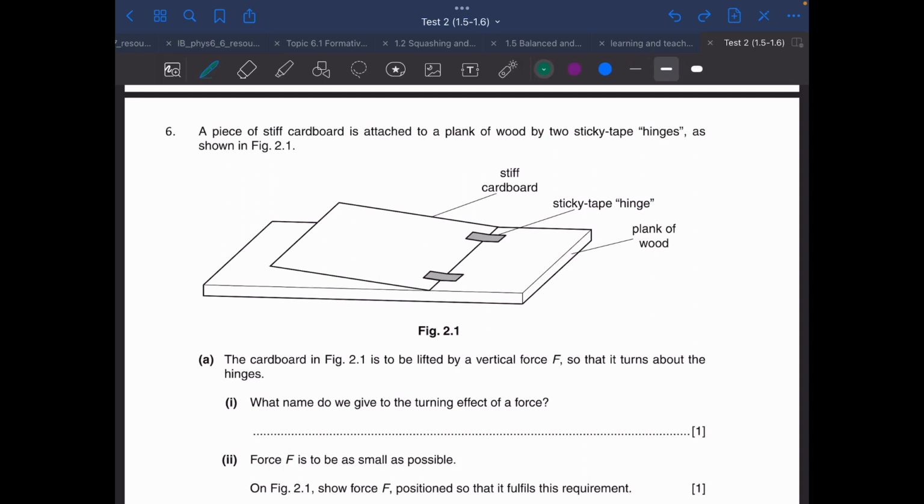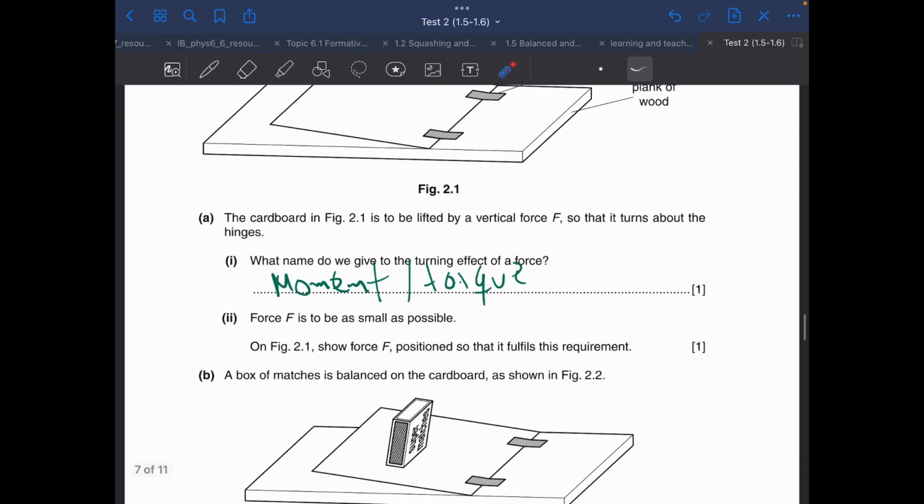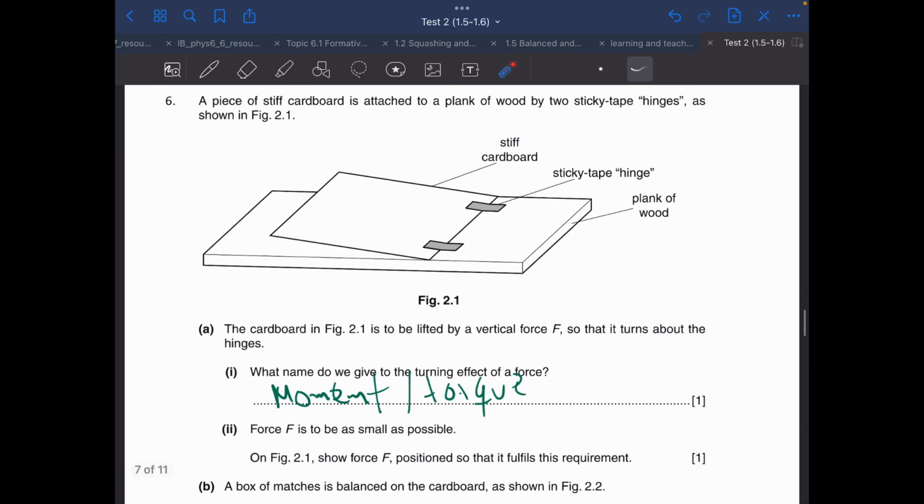It's the same as last time, isn't it? It is the moment or torque. So the moment of a force or torque. Then the second question: force F is to be as small as possible. So it needs to be applied as far from the hinges as possible, around the end of the cardboard. On figure 2.1, show the force F position. Let me show the force F positioned around here at the end of the cardboard. Force F.